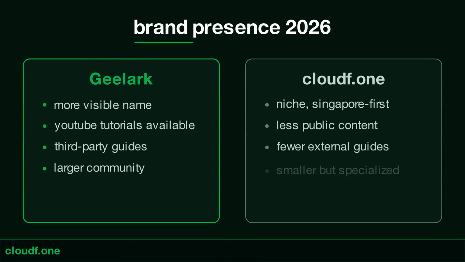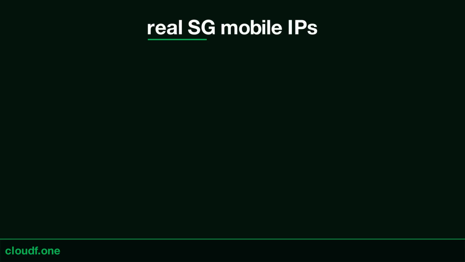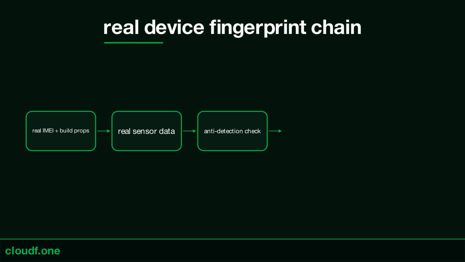Where Cloud.one wins. Real Singapore mobile IPs. Every phone uses an actual SG carrier SIM: Singtel, M1, or Starhub. These are not residential proxies bolted on. The IP is the real connection. Real device fingerprints: real IMEI, real build props, real sensor data. Anti-detection systems treat them as real phones because they are real phones. Play Integrity and SafetyNet both pass. Carrier-level trust: SG mobile IPs carry far higher trust scores than data center IPs with proxy headers. Social platforms, ad networks, and fraud systems treat them differently. On TikTok or Instagram, the gap shows up at warm-up.